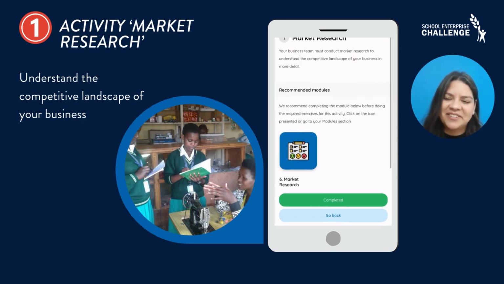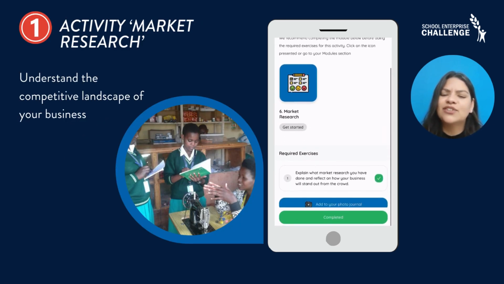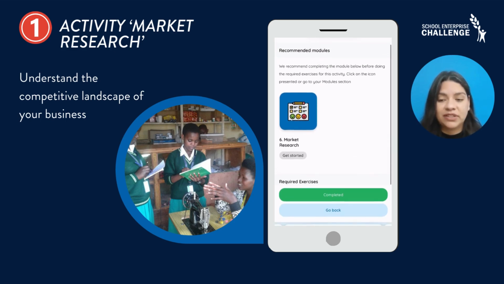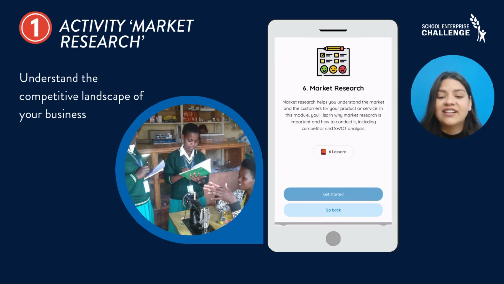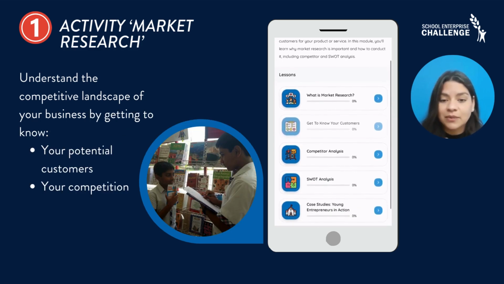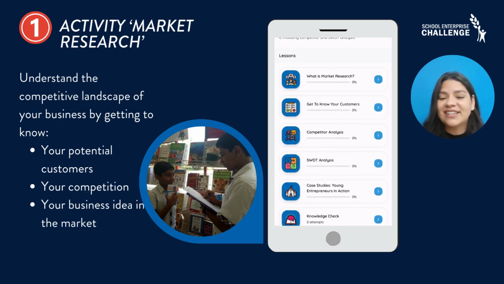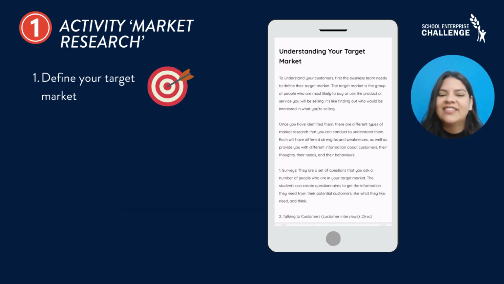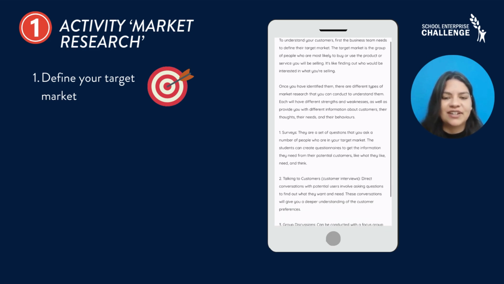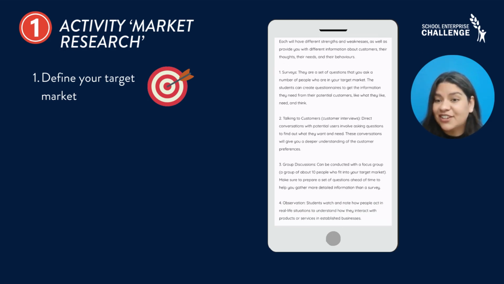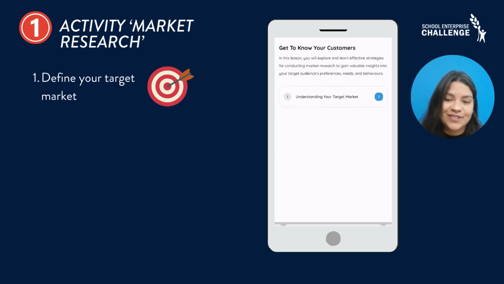Activity 1, market research. Your business team must conduct market research to understand the competitive landscape of your business in more detail. It involves gathering and analyzing information about your market, focusing on understanding customers, evaluating competitors, and assessing your business idea's viability. First, define your target market, the group likely to buy your product or service. You can use surveys, customer interviews, focus groups, discussions, and observation to uncover customer preferences and behaviors.